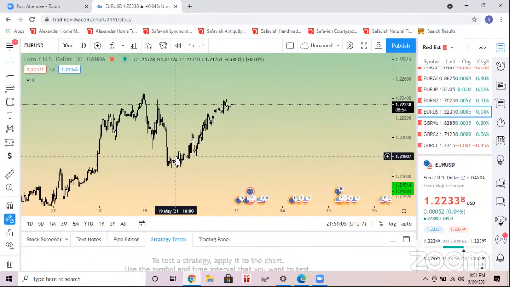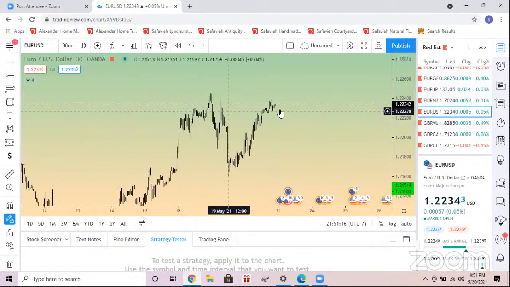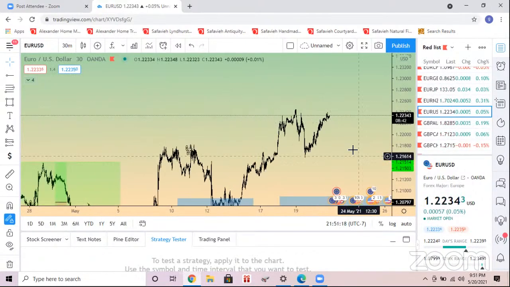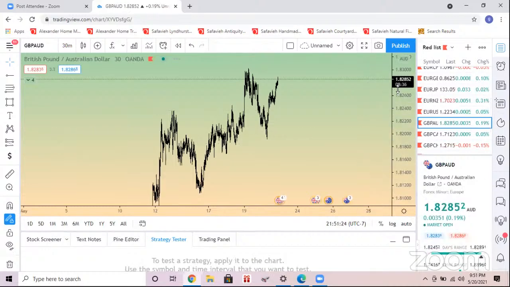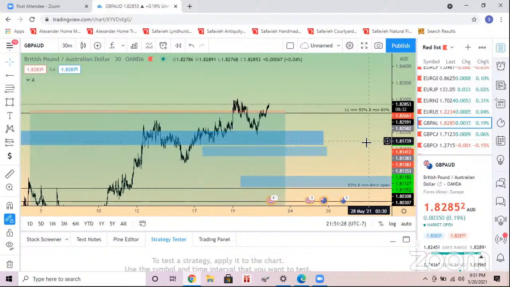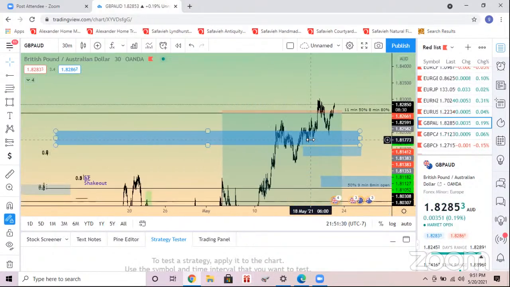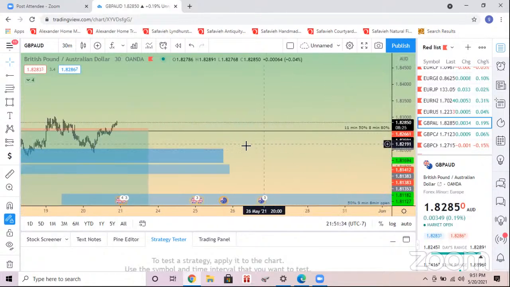Looks like it tried to distribute here, so we'll see what happens here. It looks like it is compressing, but I want to buy this down here in this accumulation. My sell got clapped, so now we're looking for buys.